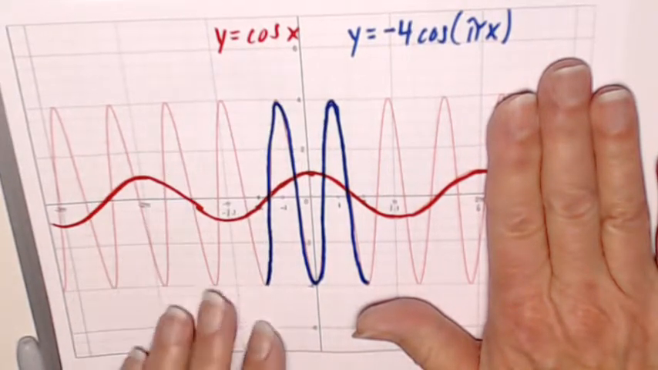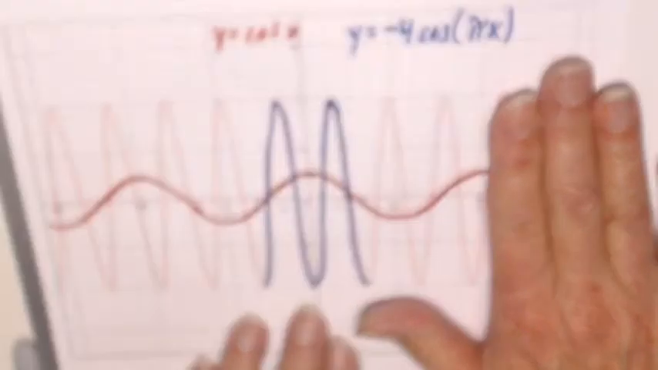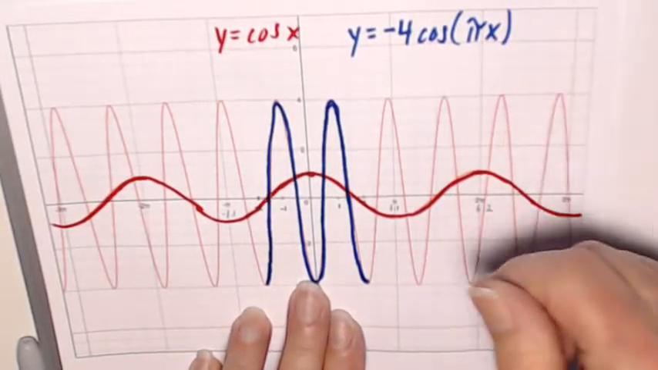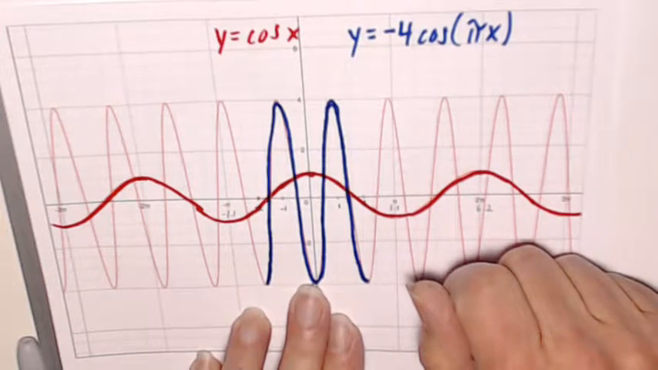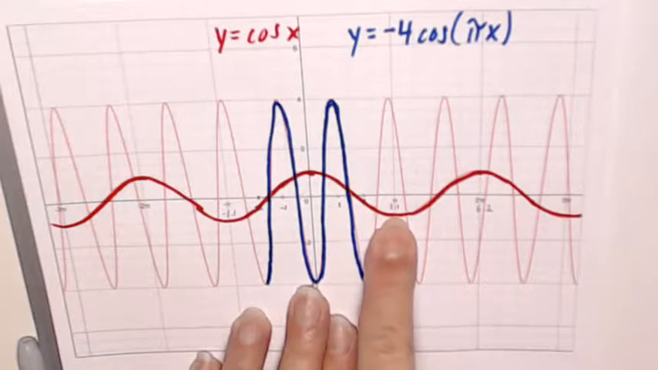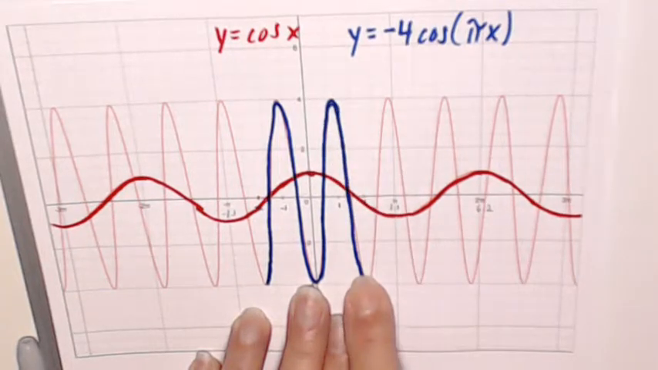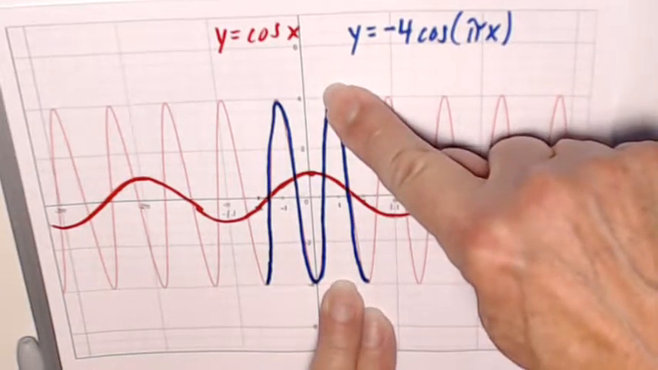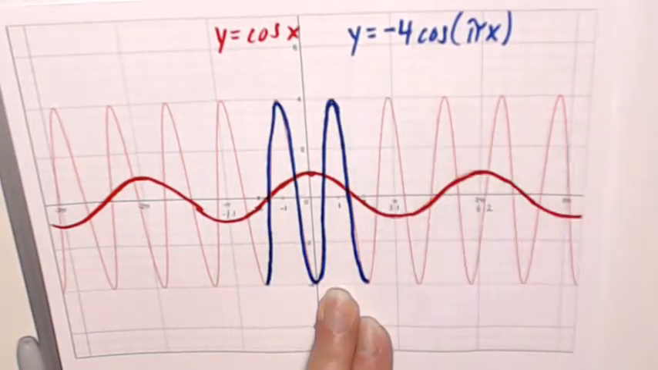The other thing to point out is what's going on with our max and mins. For the basic cosine, our max is 1 and our min is -1, our amplitude being 1. In the function we graphed, our max is 4 and min is -4 because we've changed our amplitude. It's now 4. So you can see our graph is taller than the regular cosine function.